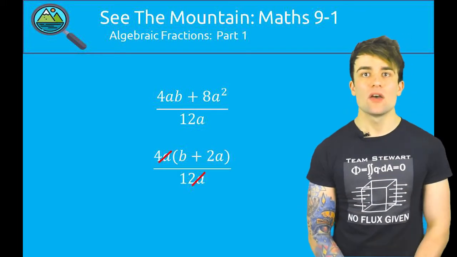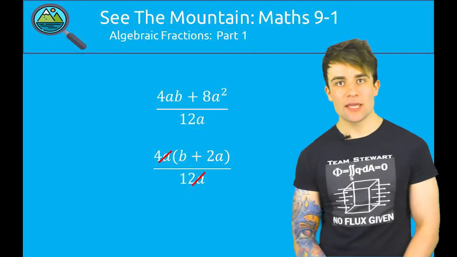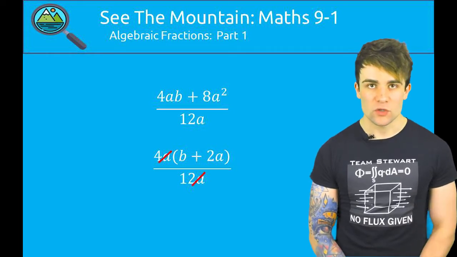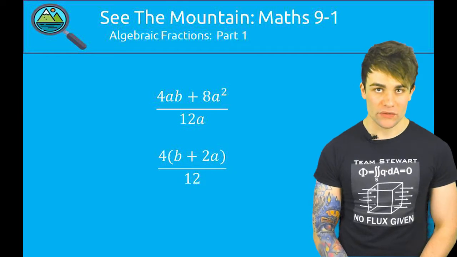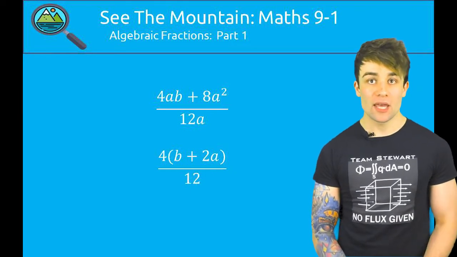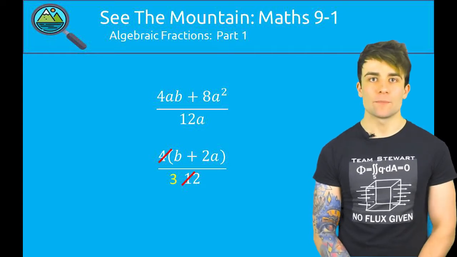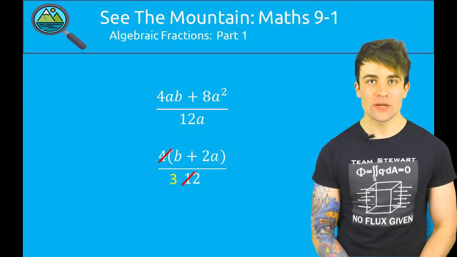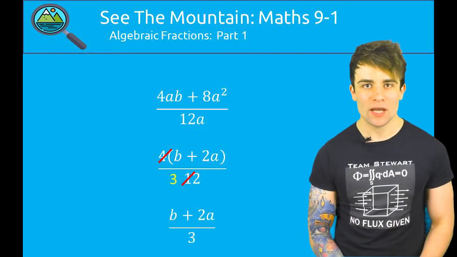Once again, think back. 4a times b is your 4ab, back again. And then 4a times 2a is your 8a squared, back again. So that's fine. Now, beneath it, we've got 12a. The first thing we can do is cancel down those a's. So removing a's from both sides gives you 4, open bracket, b plus 2a, divided by 12. Right, a little bit more left to do. 4 divided by 12 is the same as a third, or 1 over 3. So now our expression can be written as b plus 2a divided by 3.